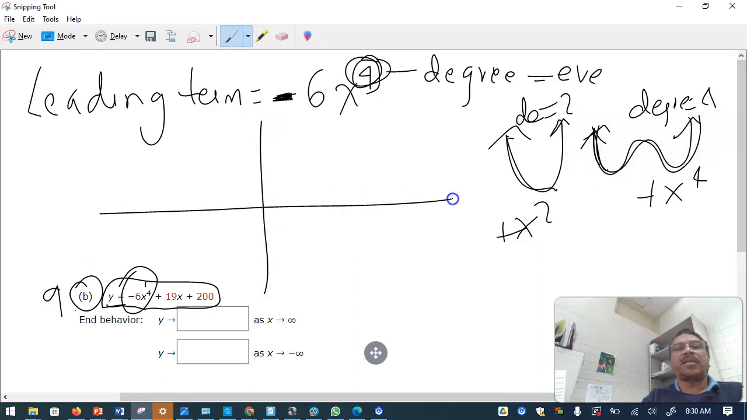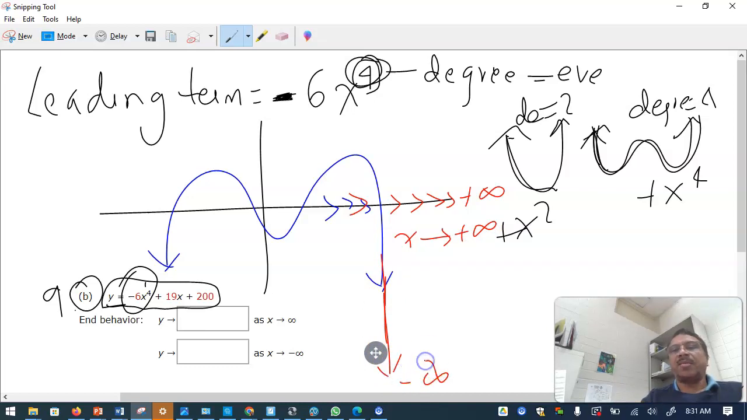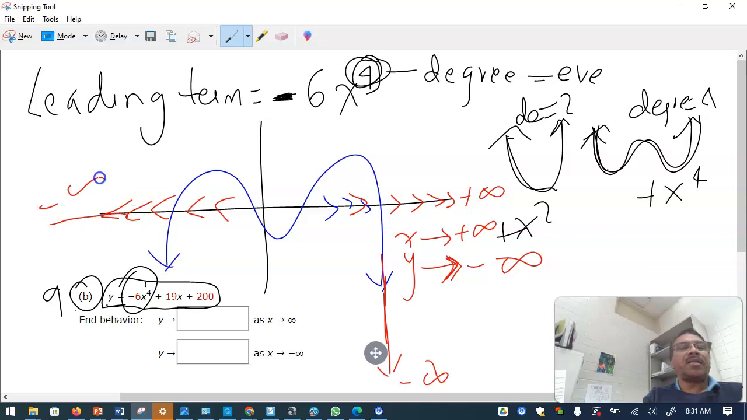So if I draw the x-axis and the y-axis, I'm going to graph something like this. What does that mean is as x approaches a very large positive number, that means as x approaches plus infinity, you can see this graph goes down, that is minus infinity, meaning the y value, the output, will be minus infinity. But to the left side, as x approaches minus infinity, the graph goes down, which is minus infinity.